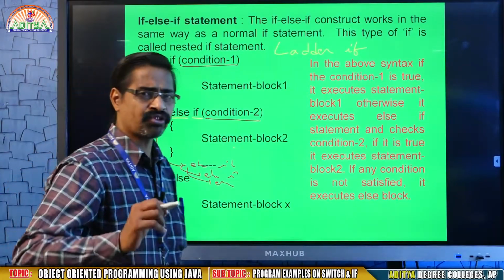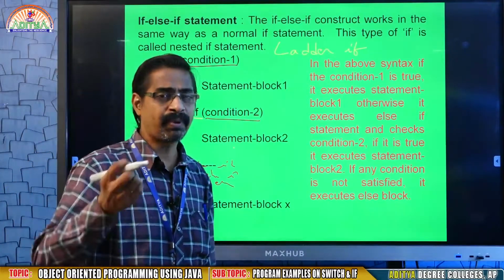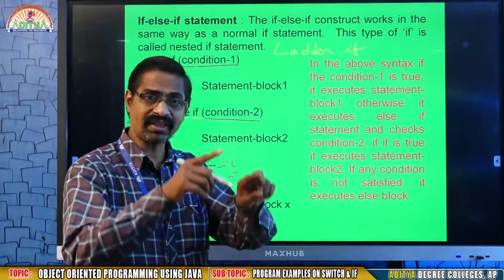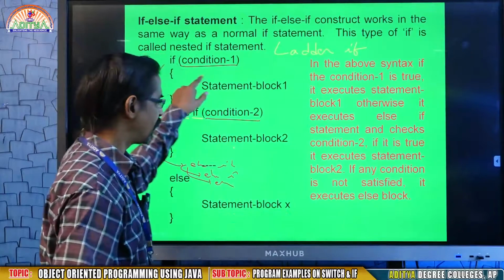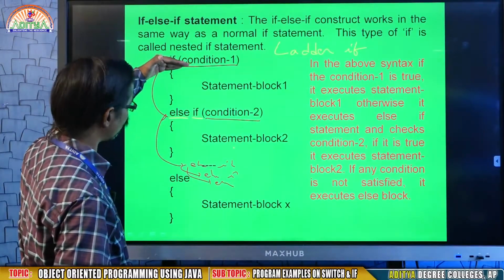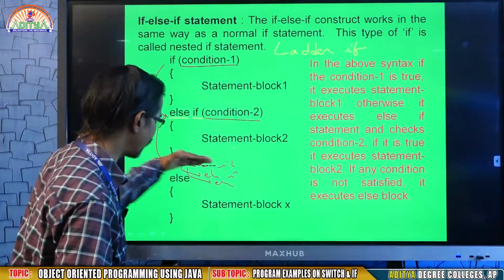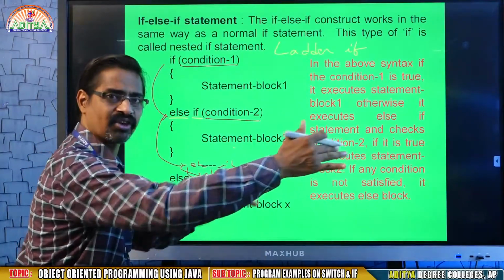That's why in most constructions people will write ladder if instead of switch, because the switch looks like it matches the ladder if. If it is true, the body will be executed and it goes out. If it is false, else if. It will go on step by step.